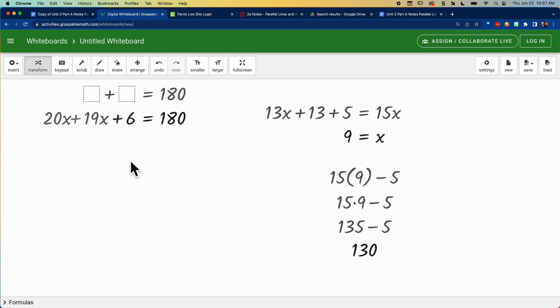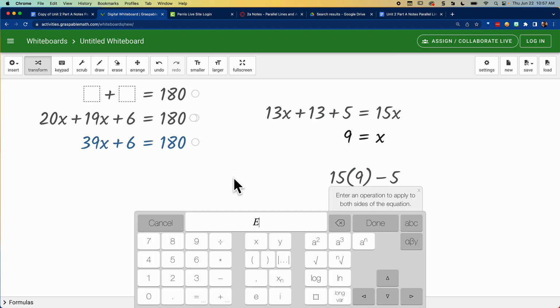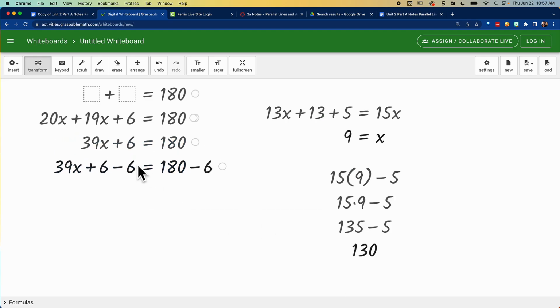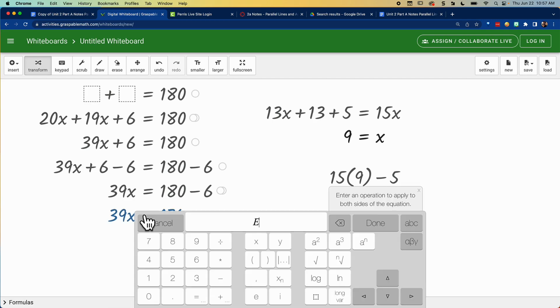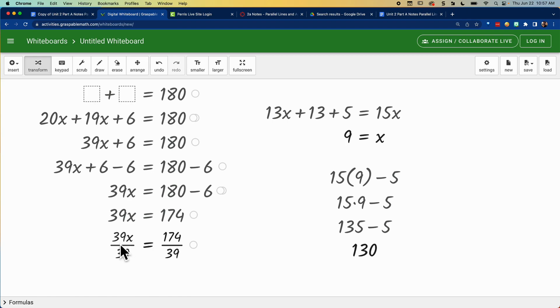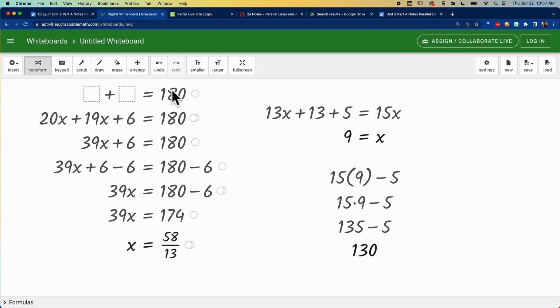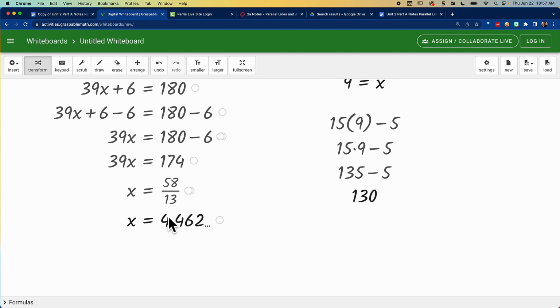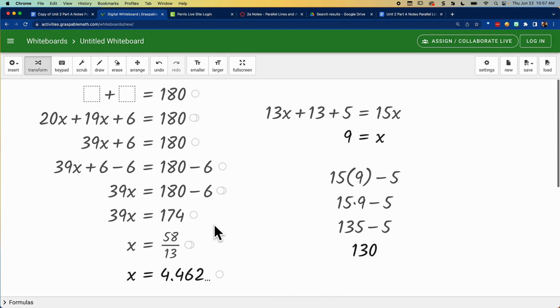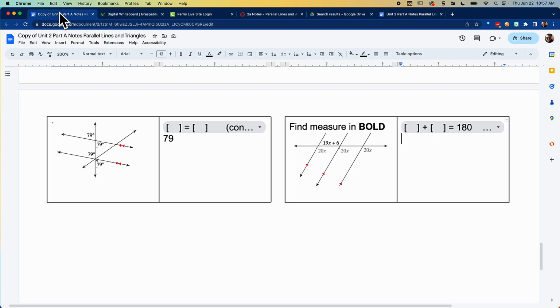Okay, so we got a lot going on here with big numbers, but that's okay because this calculator will handle it for us. Let's subtract 6 from both sides to get the x by itself. I got 39x equals 174. I'm really curious how many times 39 goes into 174. Let's find out. And it says 58 over 13. I want to make sure that I did everything correctly. It's 4.462. So it says that that is 4.462. And if I were to actually plug it back in to one of these equations, let's see what I would get.